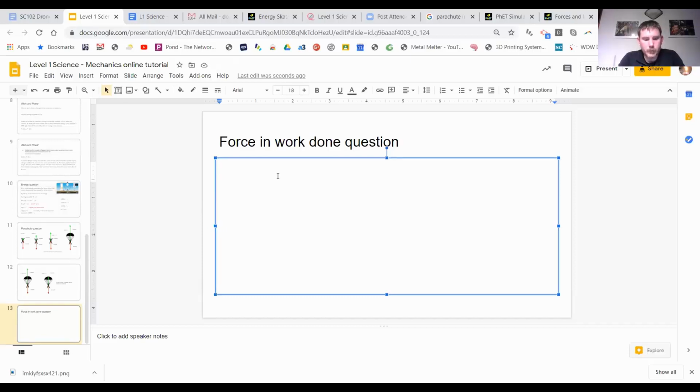So what we'd be looking at there is work done is equal to force times distance. I said that the force applied was 100 newtons. The distance was 150 meters. Our equation is work done equals force times distance. And so that would be 100 times 150, which would be 15,000 joules of energy. So the work done would be 15,000 joules. Does that answer your question?